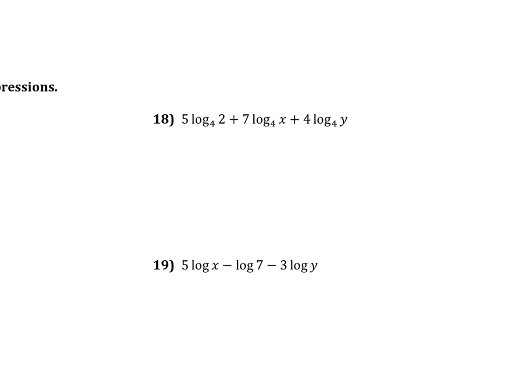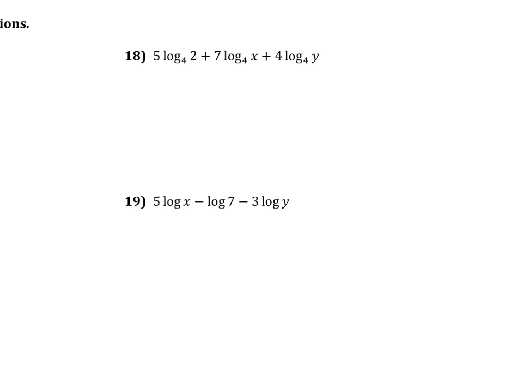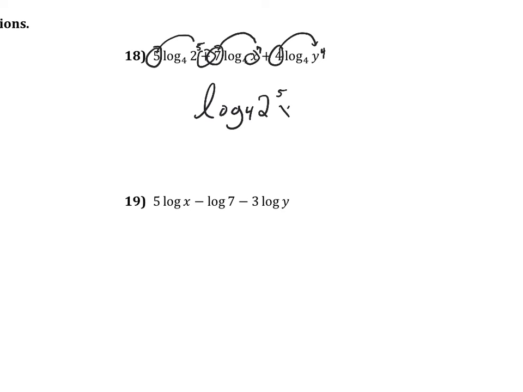Going to the top of the paper, number 18, just a little more complicated, a lot more terms here. I like to start and look at all my numbers out front. So I have a 5 that I know is going to have to be moved back here. I have a 7 that's going to have to be moved back to the exponent after the x, and a 4 that's going to have to be moved back there. So this is addition. So we're going to take this and combine it to log 4, write it one time. This would be 2 to the 5th, x to the 7th, y to the 4th.